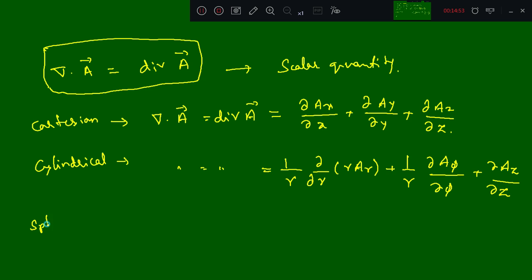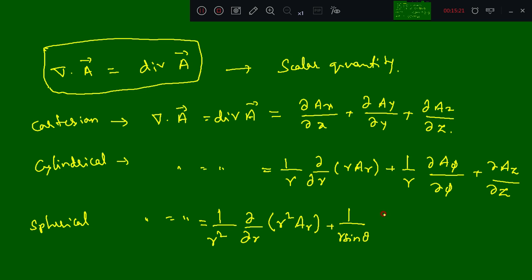Then if you go for the spherical system, the value is 1 divided by r square dou by dou r into r square Ar, plus 1 divided by r sin theta dou by dou theta into sin theta A theta, plus 1 divided by r sin theta into dou A phi upon dou phi.